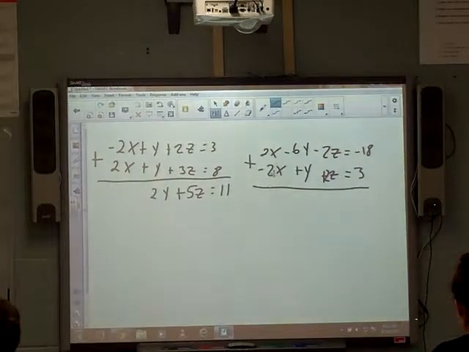2x, negative 2x, nothing. He gone. Negative 6y and y's, negative 5y. And here's what Landon was talking about. Negative 2z and 2z's also. He gone. Negative 18 and 3, bless you, is negative 15. So now we know our y.